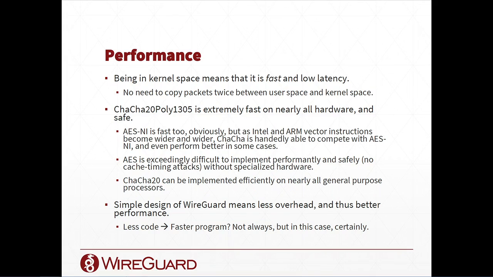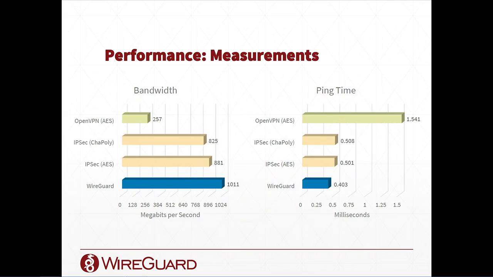leads to better performance. Less code equals a faster program? Not always, but when we're talking 4,000 lines of code versus 400,000 lines of code, I think in this case there's an argument to be made just about the simplicity. And when we look at the measurements, indeed, WireGuard beats the competition on latency and on throughput.